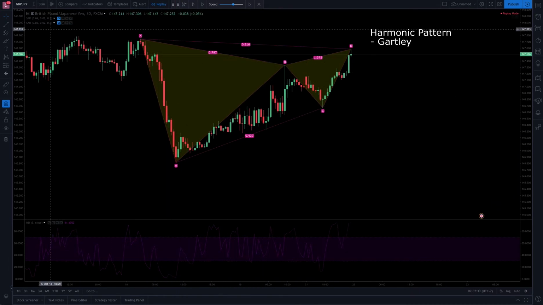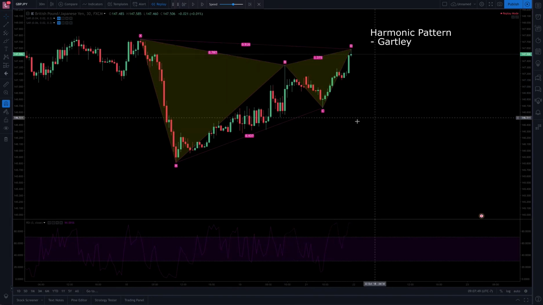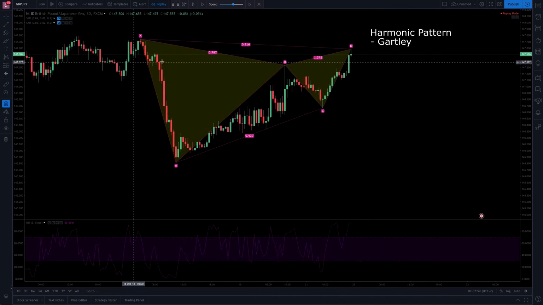This isn't going to be on the scanner. The scanner has M15, H1, H4, daily, M5 and M1. But I'm working on really learning how to understand these patterns and draw them myself. So this was a Gartley on the M30.